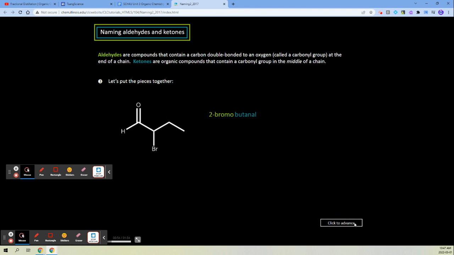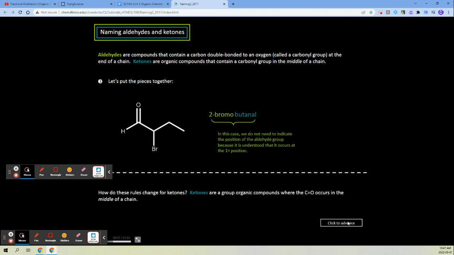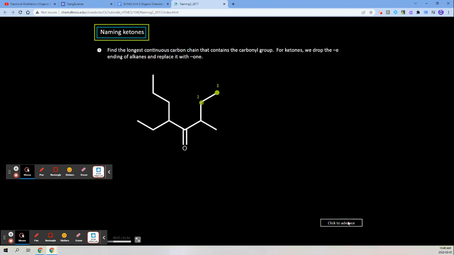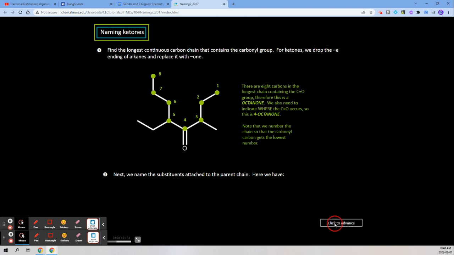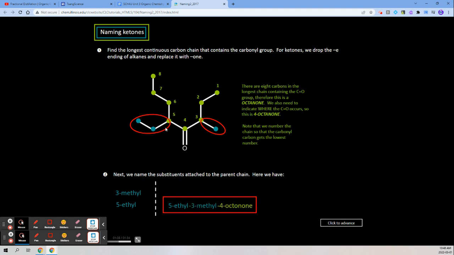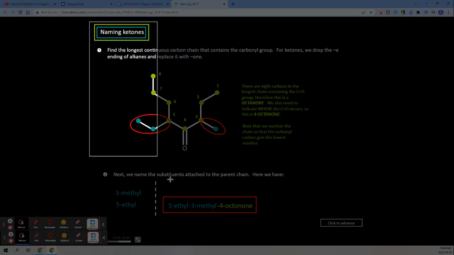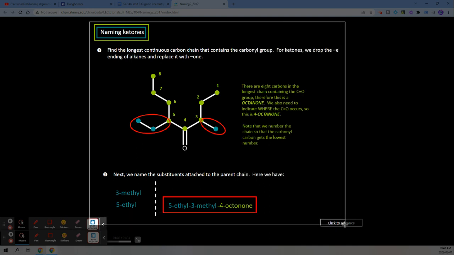I need to get to ketones. So, they don't have to make it that complicated. Always go alphabetical for the branches.